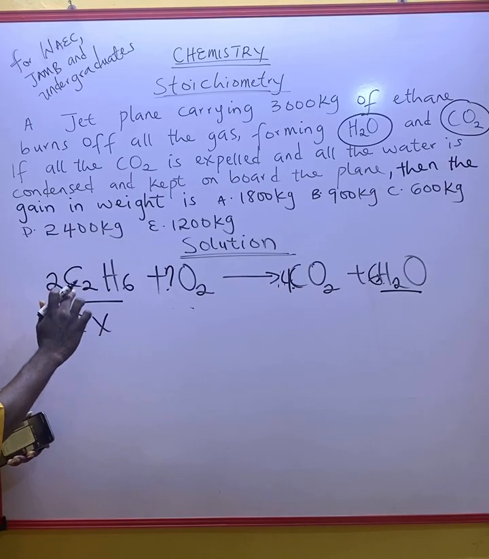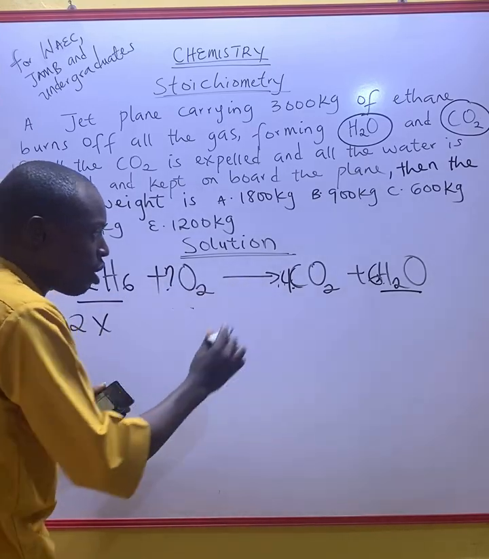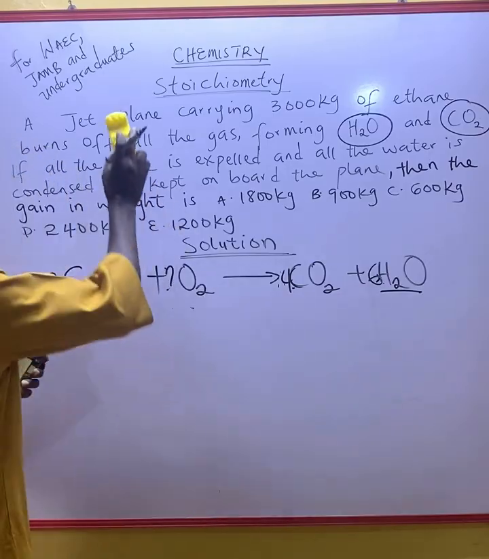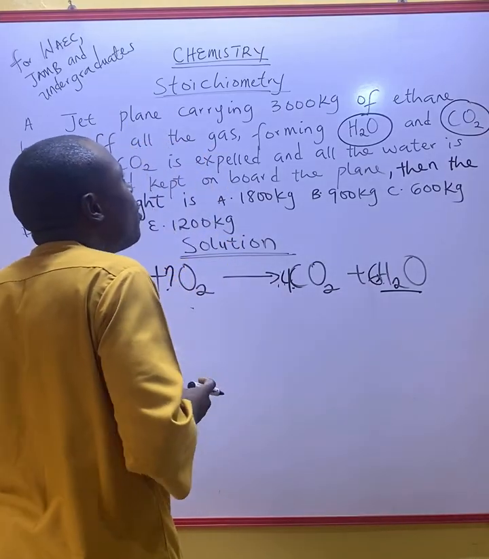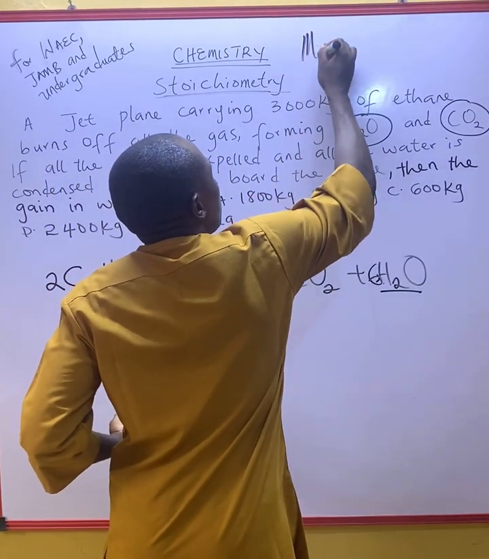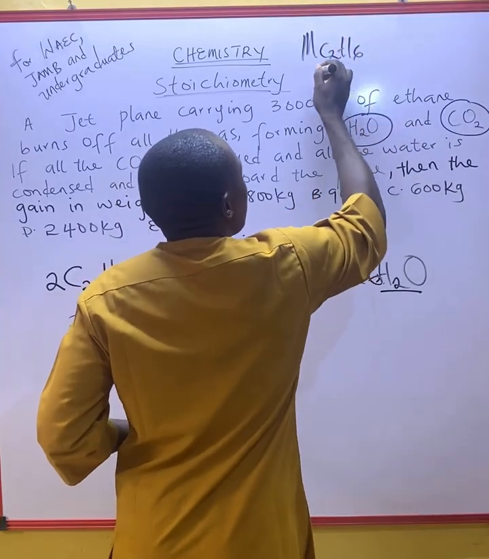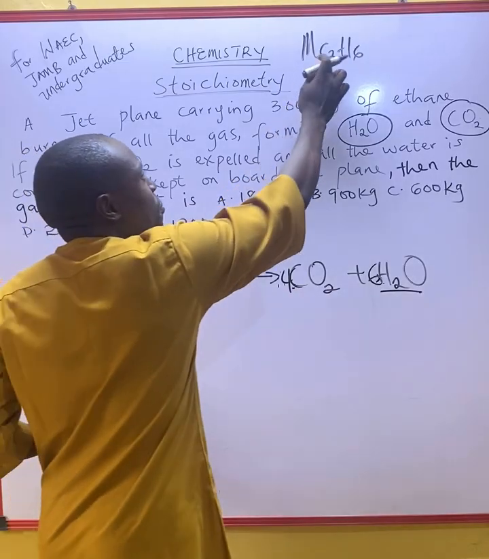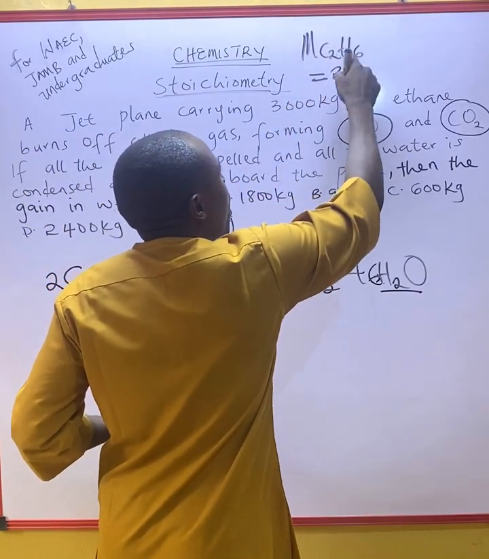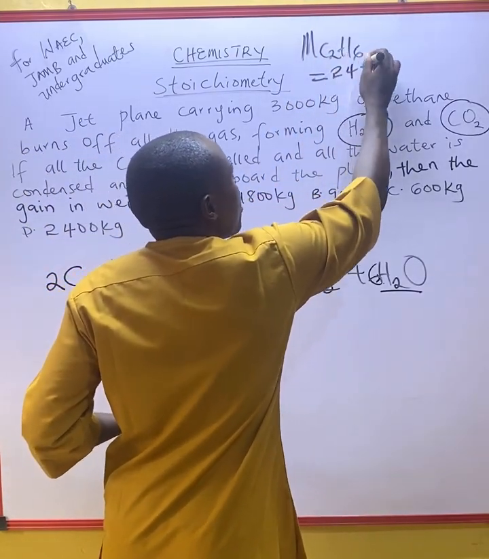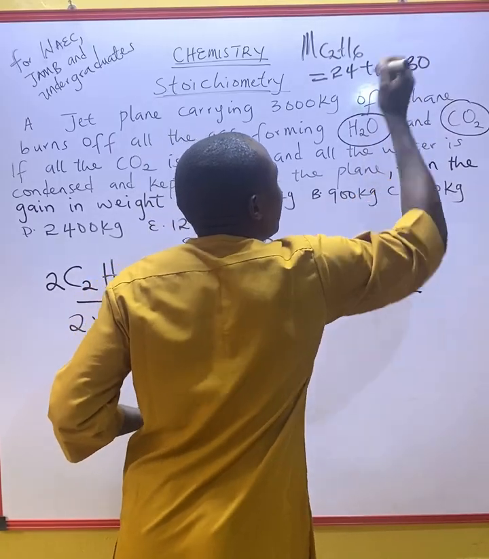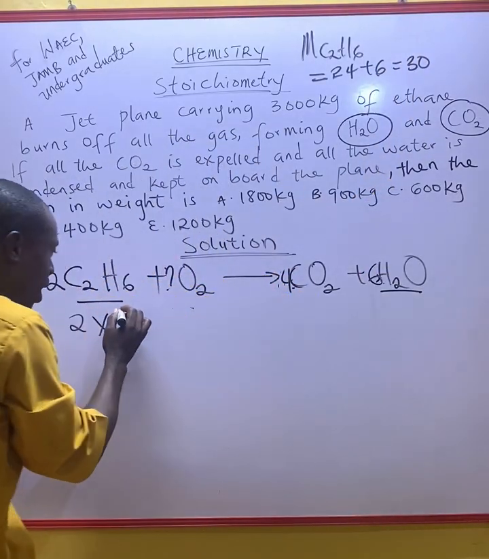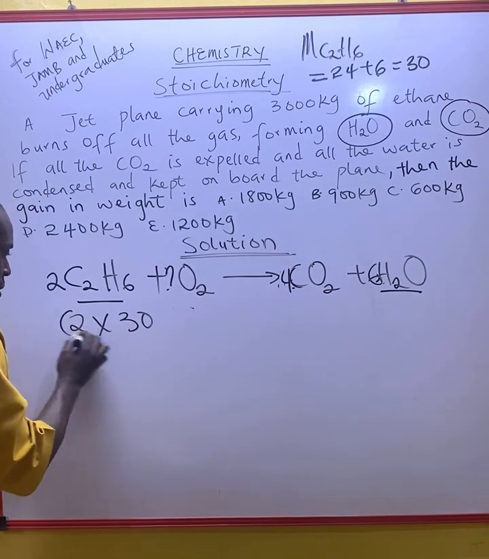Now, the molar mass of ethane is like this. Let me do it somewhere here. The molar mass of ethane, which is C2H6, is equal to carbon is 12, which you're always given. 12 times 2 is 24. Hydrogen is 1. 1 times 6 is 6. To give me 30 grams per mole. Now I come here, I put here 30.